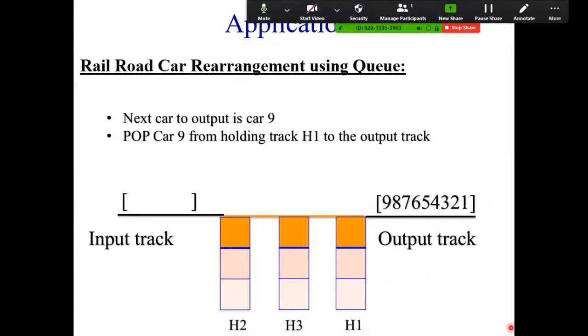So this is the railroad car rearrangement problem using queues. I hope you understood.